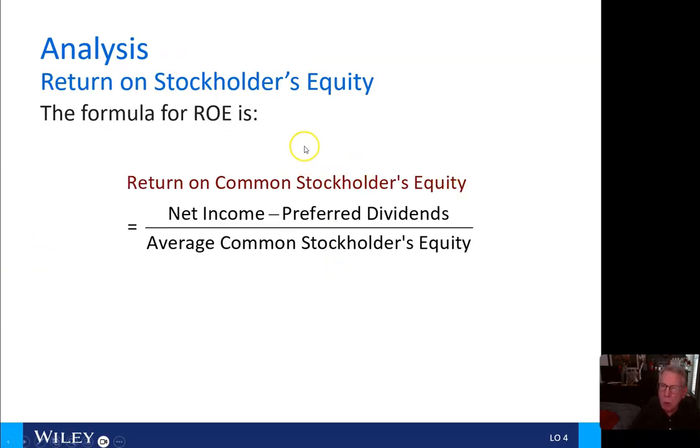The formula for return on equity. Now you'll notice here that whenever we see return, it's usually going to be net income divided by something. And it is in this case. But this is return on common stockholders' equity. So we're going to back out preferred stock dividends. And then we'll divide by the average common stockholders' equity. And that is technically the weighted average common stockholders' equity.